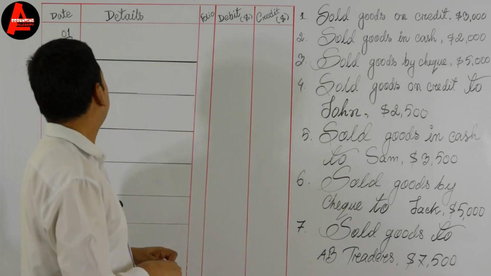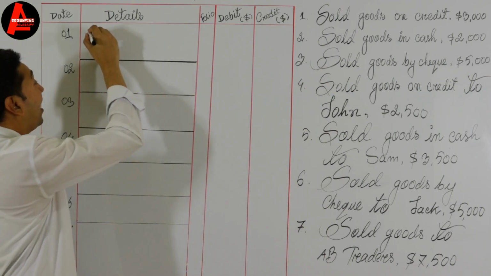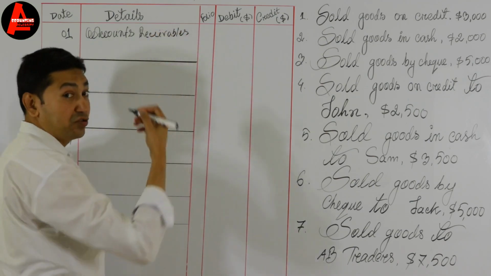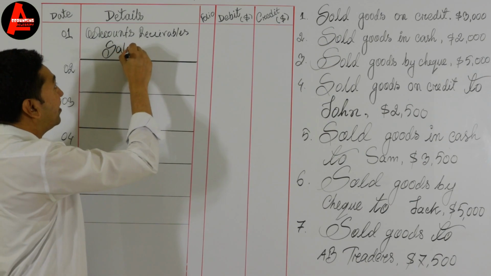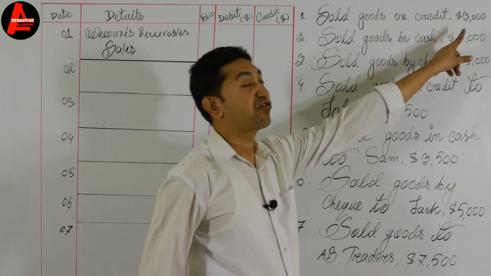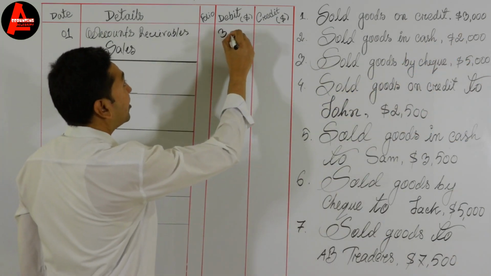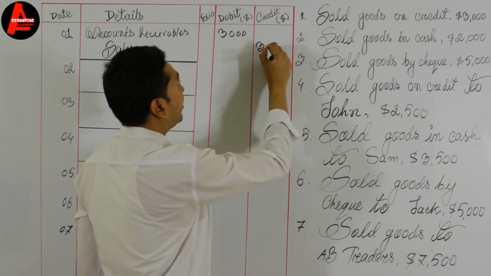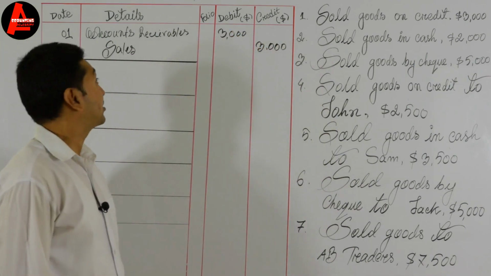So let us write here number 1. Already we wrote here, so we can write here accounts receivable to be debited and sales account to be credited. So what is the amount here? It is $3,000. So let us write $3,000 on the debit column and $3,000 on the credit column. So this is how you have to journalize this transaction.